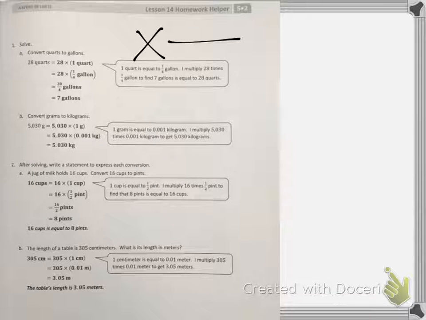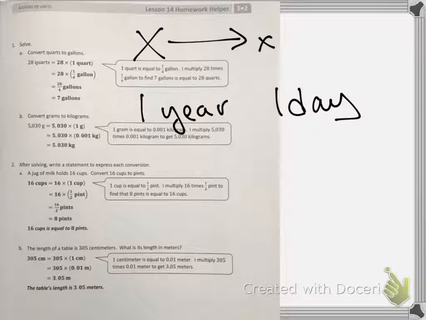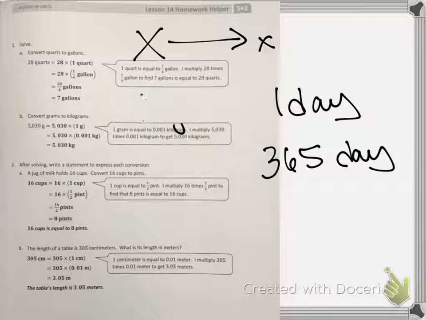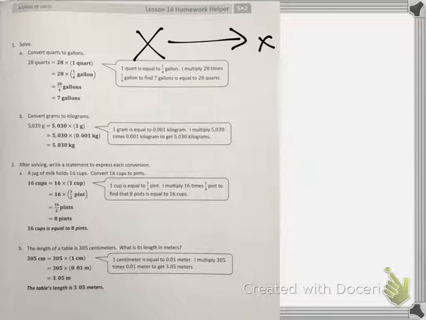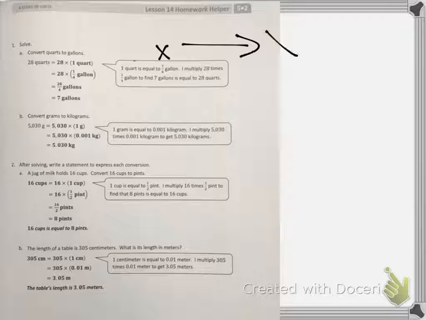yesterday I said we were going from bigger to smaller. So going from bigger to smaller, we multiplied by a whole number because, for instance, 1 year is a bigger unit than, say, 1 day because it takes 365 days to make a year. So that is a bigger unit. Well, today we are going from a smaller unit to a bigger unit. So we're going from little x to big X.